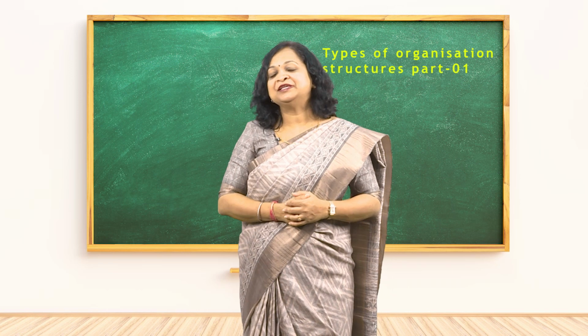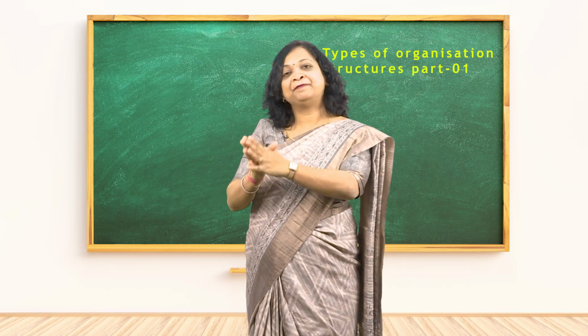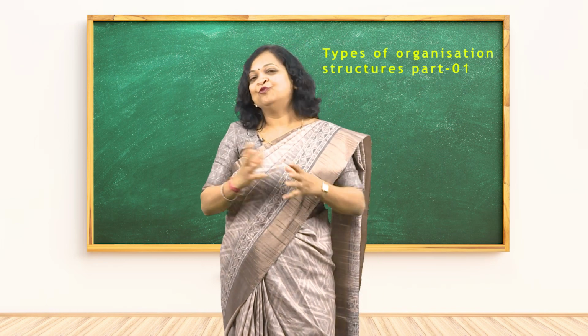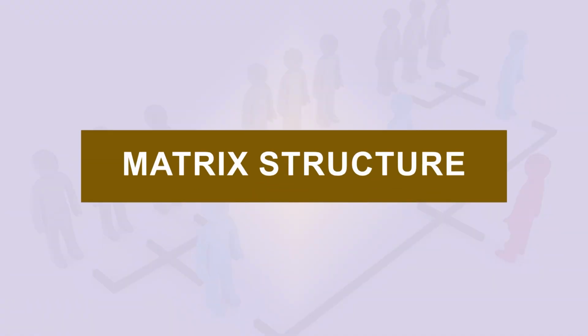Okay. Can you imagine what can be the third? Because we have talked about the functional, we have talked about the divisional, but now what can be the other type of structure? Let us see, right. So, the third type of structure is the matrix structure.